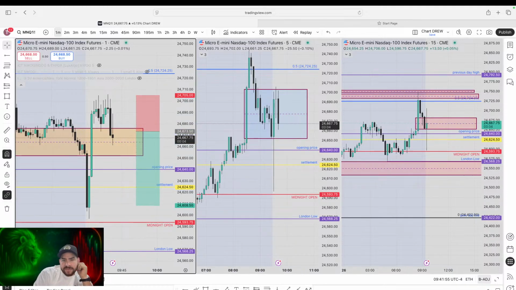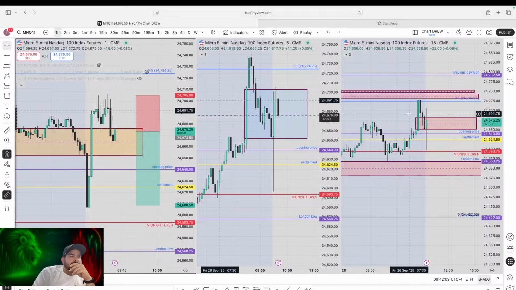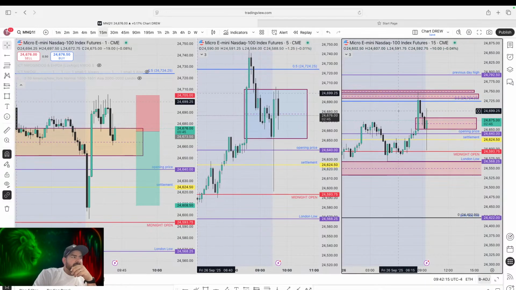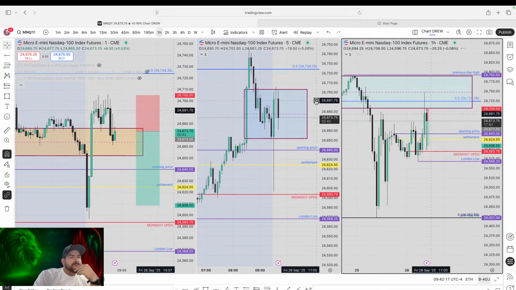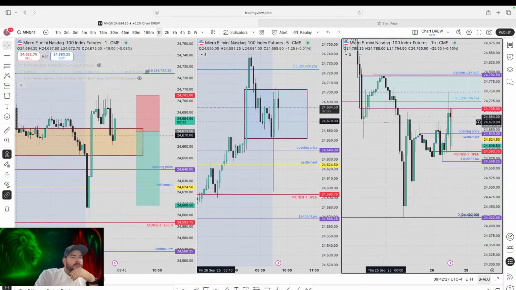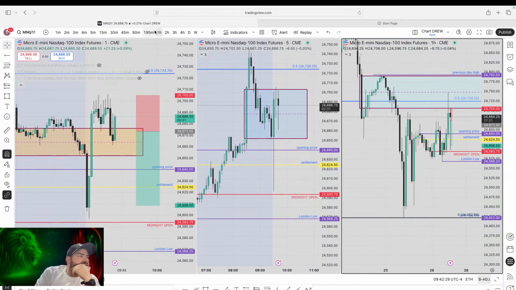See if we can get down there. I know we're holding the 15 and the 5. I just believe that we're about to dump real quick, coming off the 1 hour. And that's what it seems like to me. Got a lot of room, got London lows down there. So we'll see what happens here.